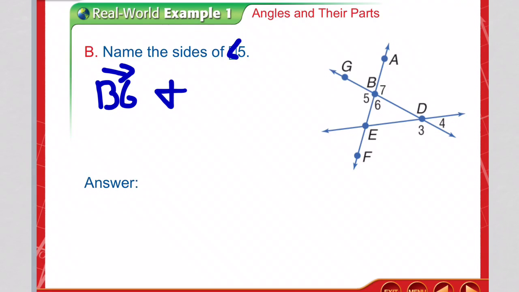And the other side, again, we're starting at B, but this would be the other side of 5. So when we're looking at angle 5, we're looking at the two sides around that 5 for angle 5. So we're going to go ahead and name it ray. Started at B again, but this time it can either go through E or F, and I'm just going to choose E because it goes in that direction.